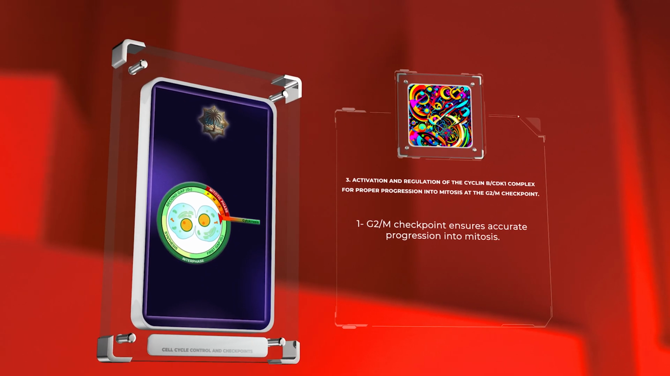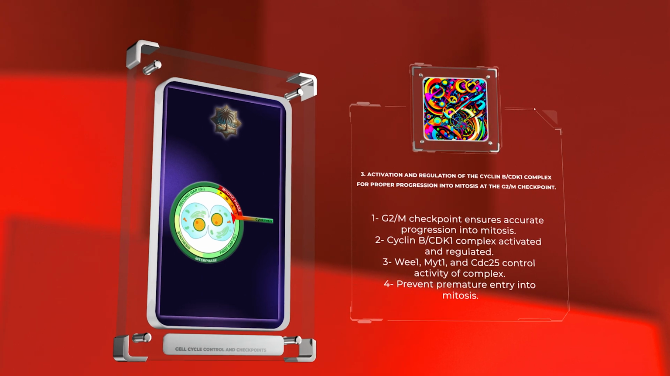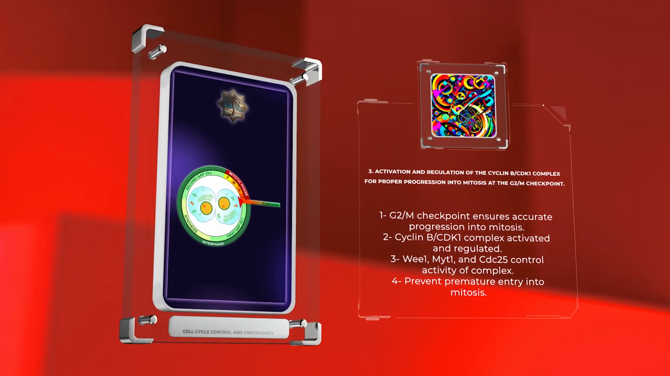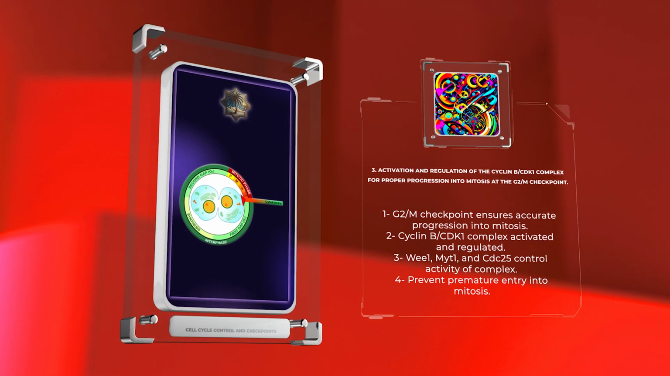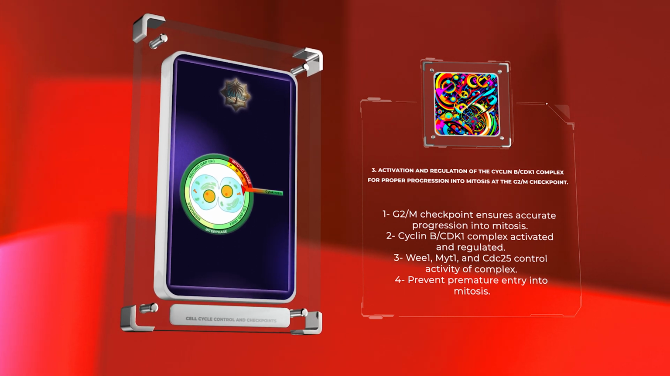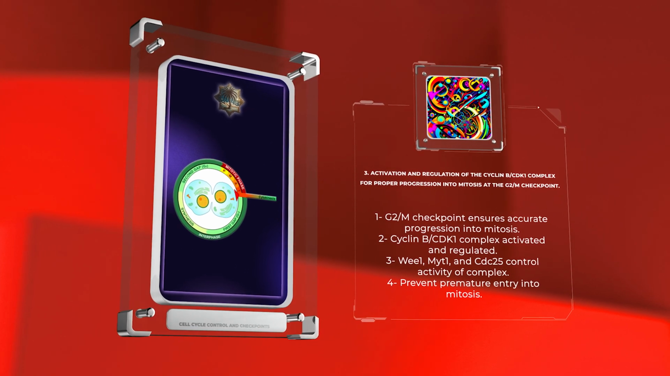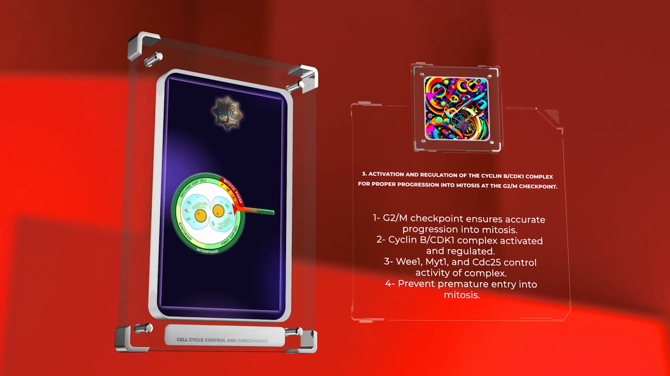In the cell cycle, the G2/M checkpoint ensures accurate progression into mitosis. During this checkpoint, the Cyclin-B/CDK1 complex is activated and regulated, playing a crucial role in orchestrating mitotic events. Regulatory proteins like WE1, MIT1, and CDC25 control the activity of this complex to prevent premature entry into mitosis.